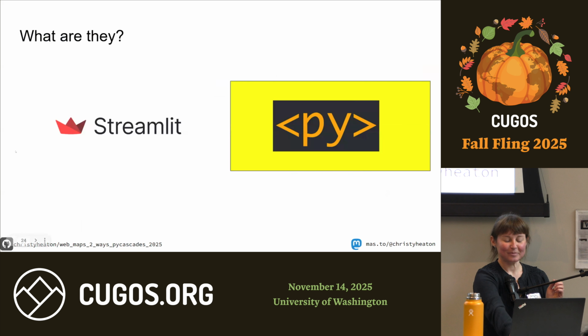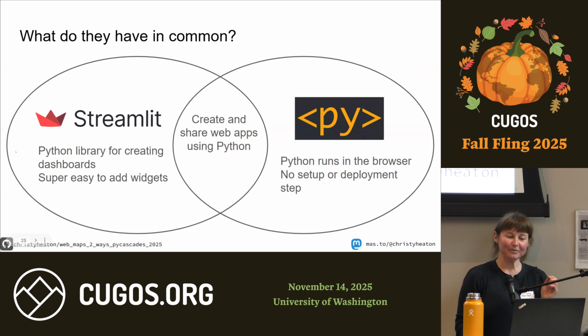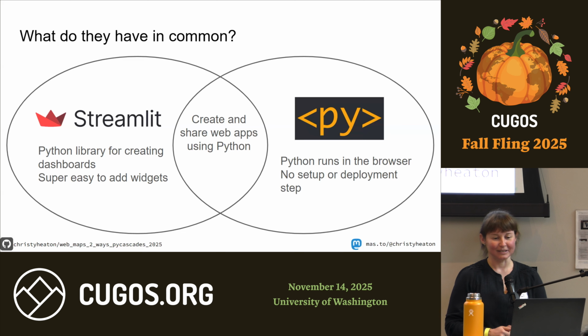So that's Streamlit and PyScript. Both of these are ways that you can build web apps with Python. With Streamlit, you need a local Python installation, but it's really quick to make nice dashboards. PyScript runs Python in the browser, so you don't need a local Python setup. But neither of these deals directly with mapping.